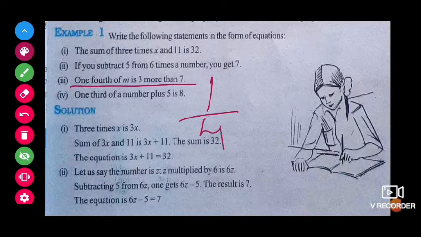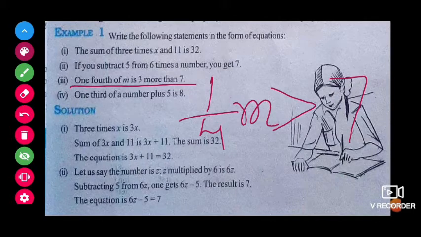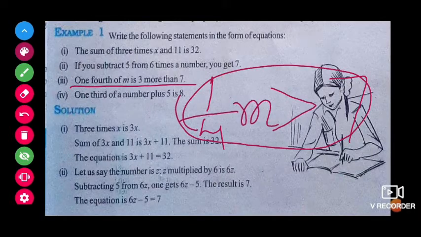1/4 of m means into m will be greater than, more than means greater than 7. That's what they are saying in the third sentence. Will you try for the fourth sentence? What you will get? Try it. In the same way, children, if we are having the expression, we have to write it in a word form also.